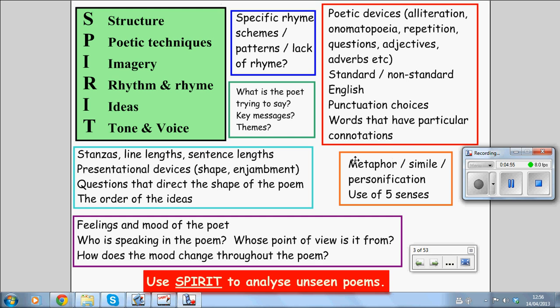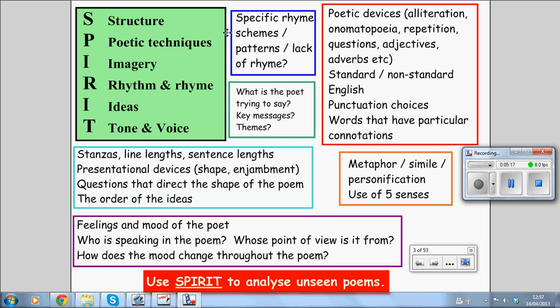If we look at imagery next, we're thinking about the metaphors, the similes, personification, the five senses, anything that the poet is doing to paint a picture in your head of what is going on. The rhythm and the rhyme, are there specific rhyme schemes? Is it A, B, A, B? Is it A, B, B? Is there no rhyme? Why is that? What are the patterns that you can see?